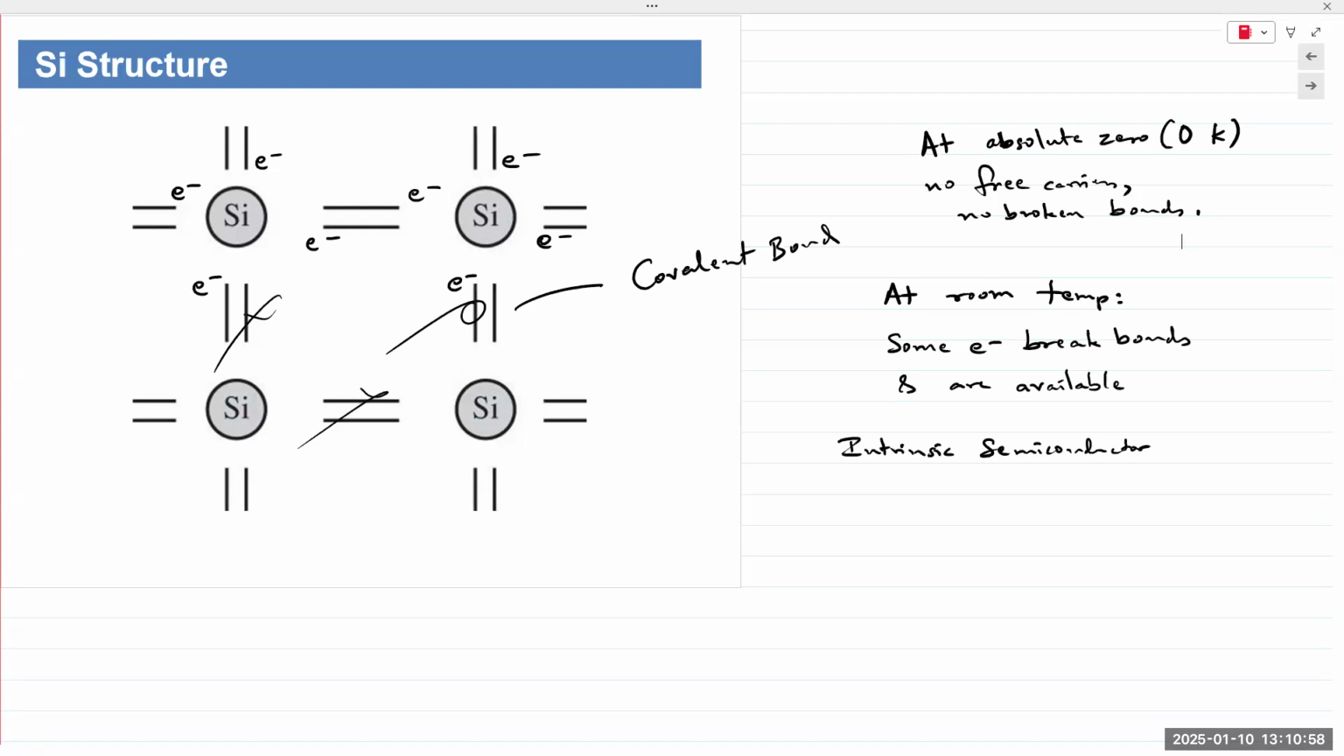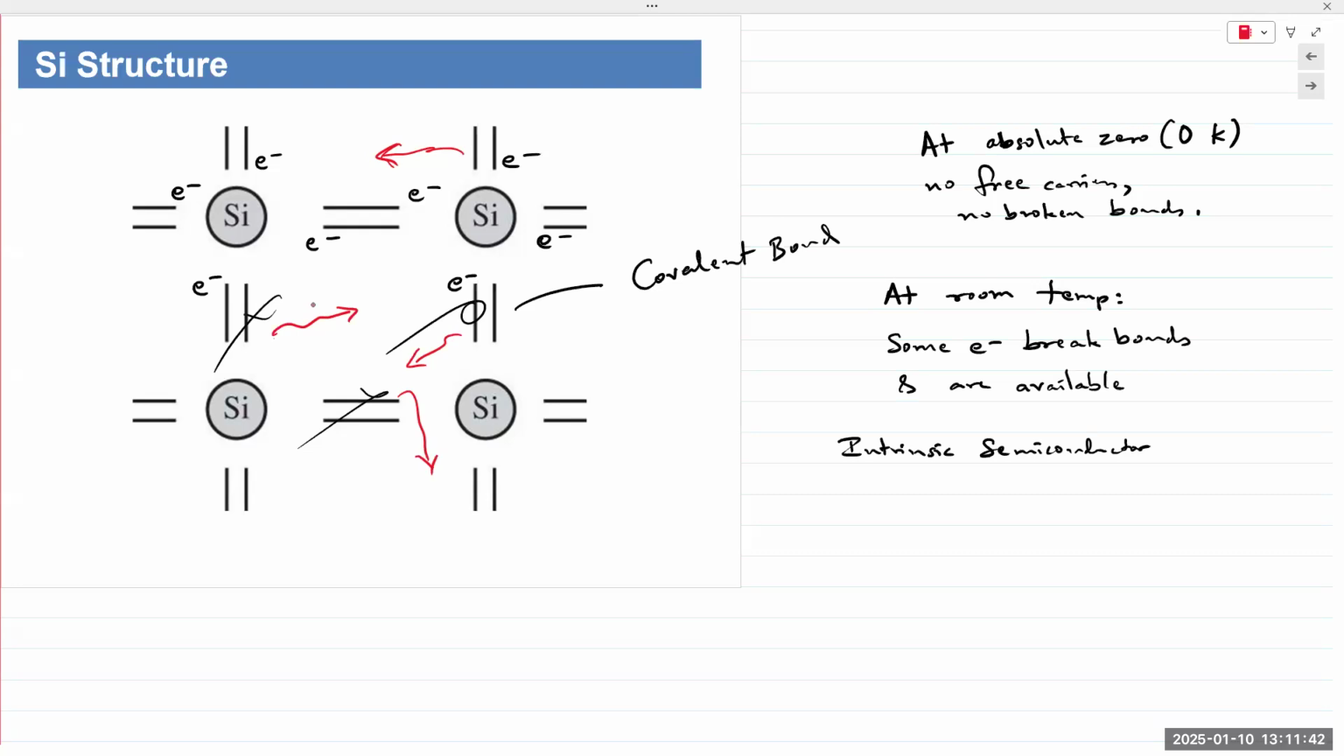As the temperature rises from absolute zero, coming all the way up to room temperature, which is 300 Kelvin, that is approximately 27 degrees C, around 80, 85 Fahrenheit, some of the electrons acquire enough energy to break free of their bonds, and they now move around in the lattice structure. Okay, so they break their bonds and they're moving around in the lattice structure.